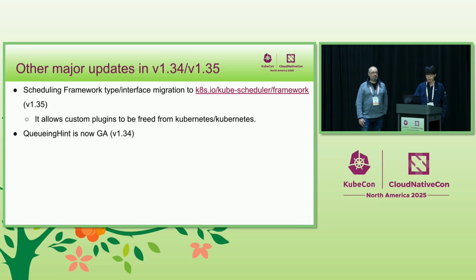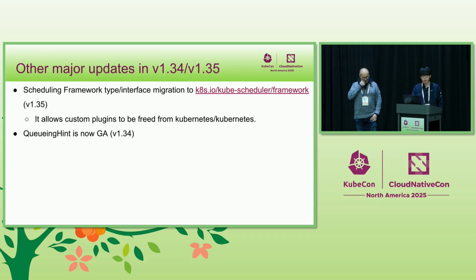Right, other major updates in the previous releases. The first one is my favorite one, actually. Right now, when you develop custom plugins, you have to import the Kubernetes repository because the scheduling framework interfaces and some types were implemented in the Kubernetes repository. So basically, custom plugins had to import those libraries.